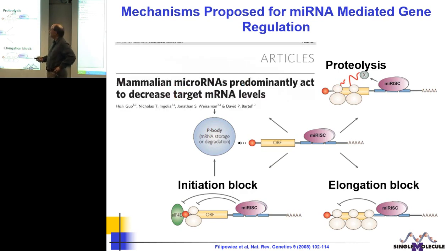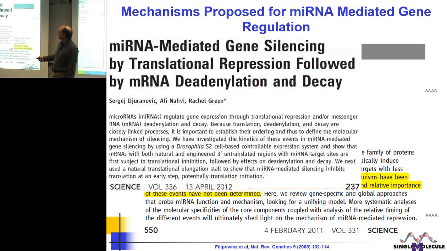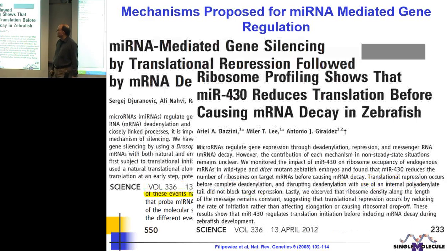And at the time we started this work, there was much controversy because there was a paper by David Bartel in Nature that suggested that microRNAs predominantly act by decreasing the target messenger RNA levels, so degrading them, followed by a review article by Rachel Green at Johns Hopkins saying that, wait a minute, we don't know what the temporal sequence of those things is and the relative importance inside the cell, because both translational repression and mRNA degradation could play a role. And then she followed up with a research paper that suggested that there's actually a temporal sequence between the two around the same time as we came up with our work.